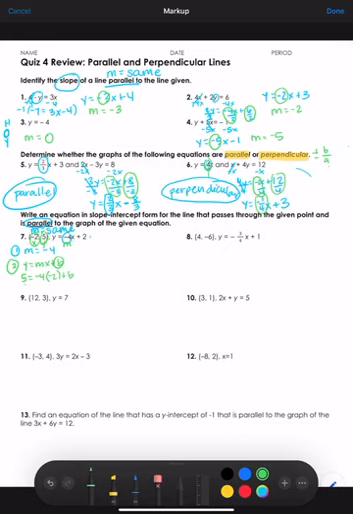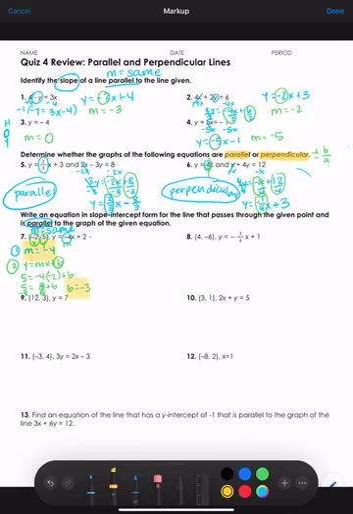So 5 equals -4 times -2, which is a positive 8, plus b. Subtract 8 from both sides, and I get b equals 5 minus 8, which is -3. So b is -3. Now you can see that I have m is -4, b is -3. That is all I need to be able to plug into the equation of a line.